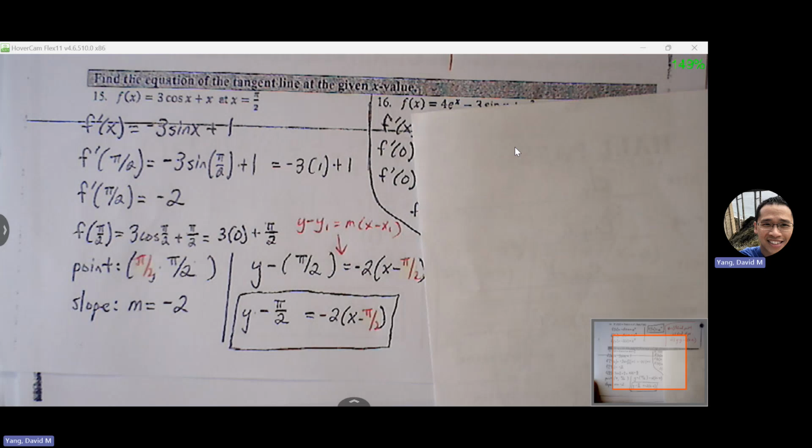Good. Try 16. Same process. Use your function to get your ordered pair, use your derivative to get your slope, and then point slope form. Anytime we learn a new derivative rule, we're going to go through this process, practicing building the derivative and getting the slope and tangent line.